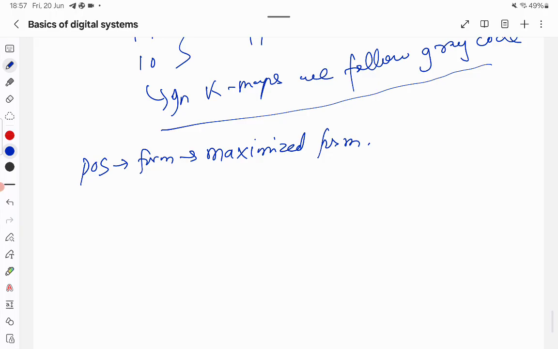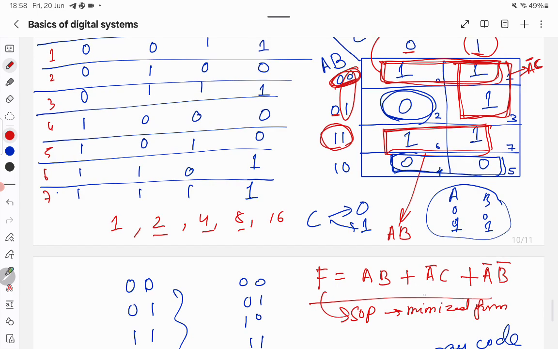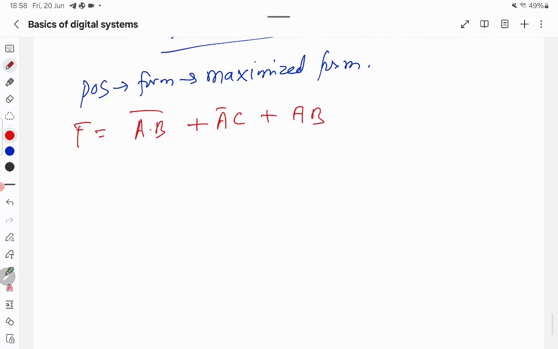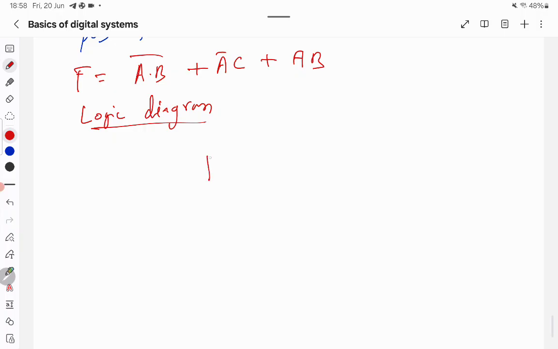So as I said, we found the minimized form, which is F equal to A complement B complement plus A complement C plus AB. So I can write it as (A B) whole complement plus A complement C plus AB. This was the equation. So draw the logic diagram. How will you draw the logic diagram? You will draw 3 AND gates, and you have to pass 2 NOT gates.